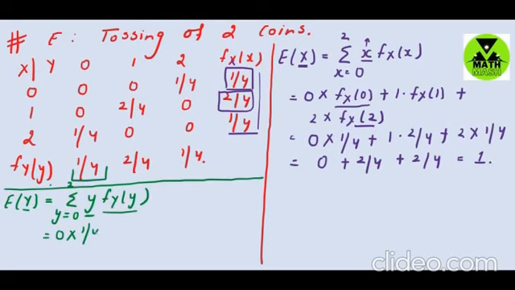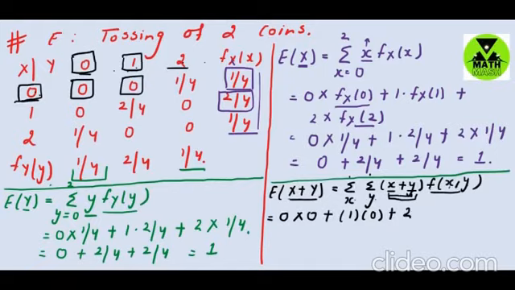So write it 1 by 4 plus, then substitute y is equal to 1. 1 multiplied by fy at 1. This is 2 by 4. So write it 2 by 4 plus, when we substitute y is equal to 2, this becomes 2 multiplied by fy at 2, which is 1 by 4. So this is coming out to be 0 plus 2 by 4 plus 2 by 4, and this is also equal to 1.